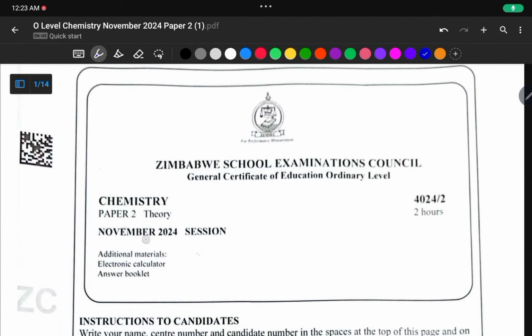Alright, so it's November 2024, ordinary level chemistry of the Zimsec exam board.